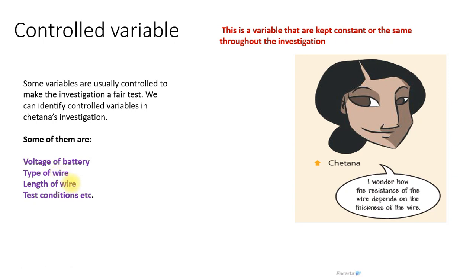These variables are kept the same so that what we're changing, the independent, and what we're measuring, the dependent, are closely observed. In this way, the experiment is fair enough.